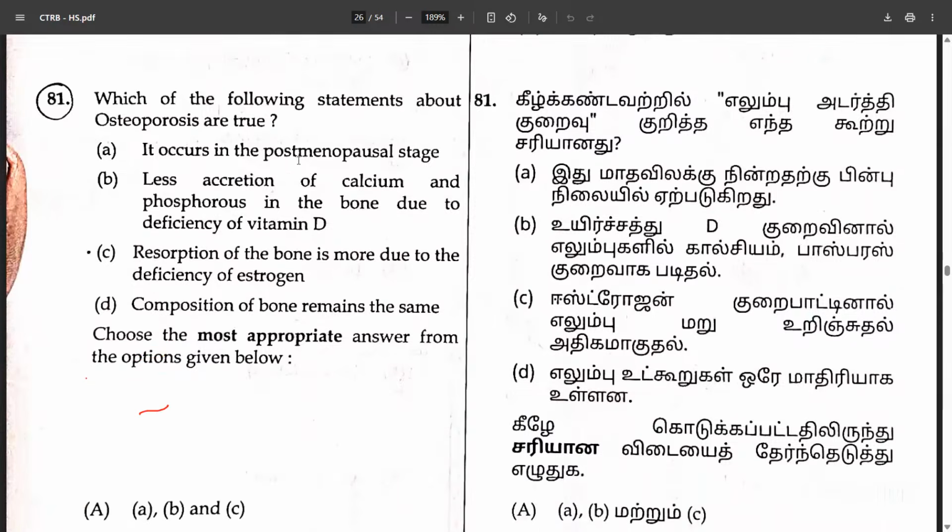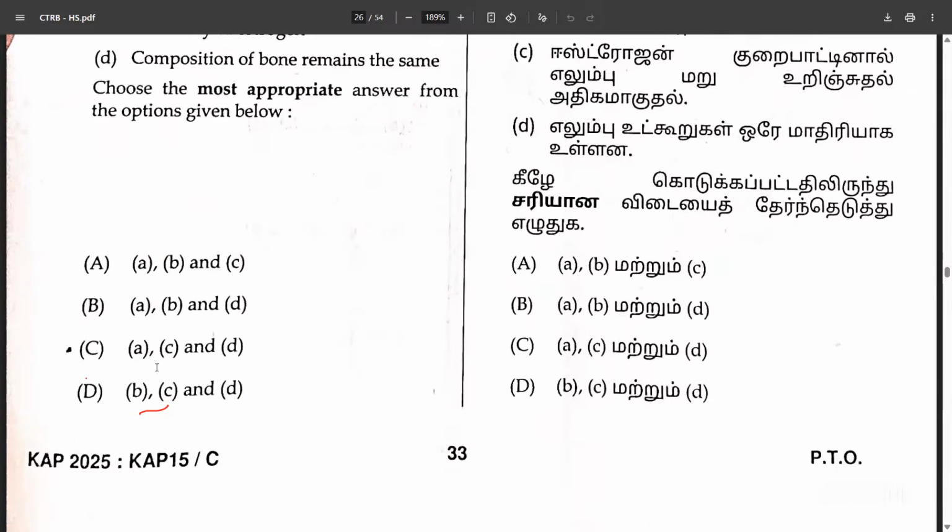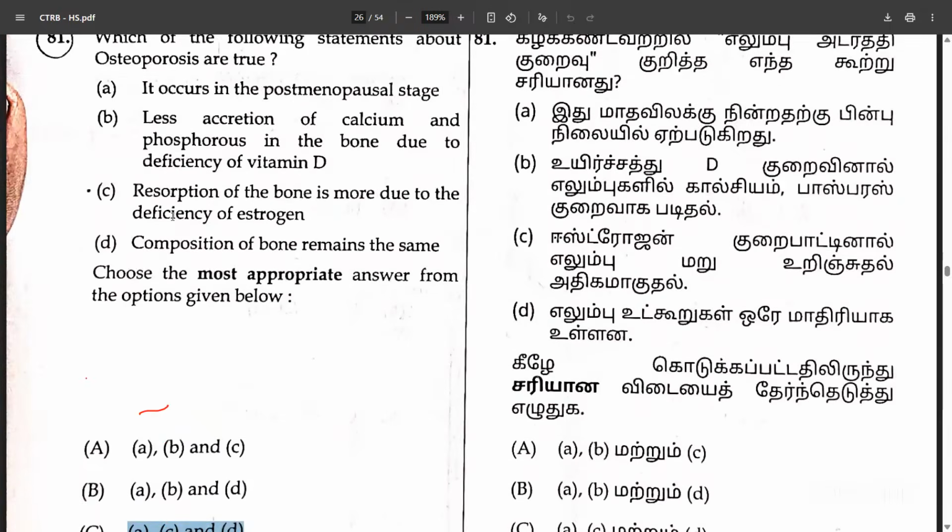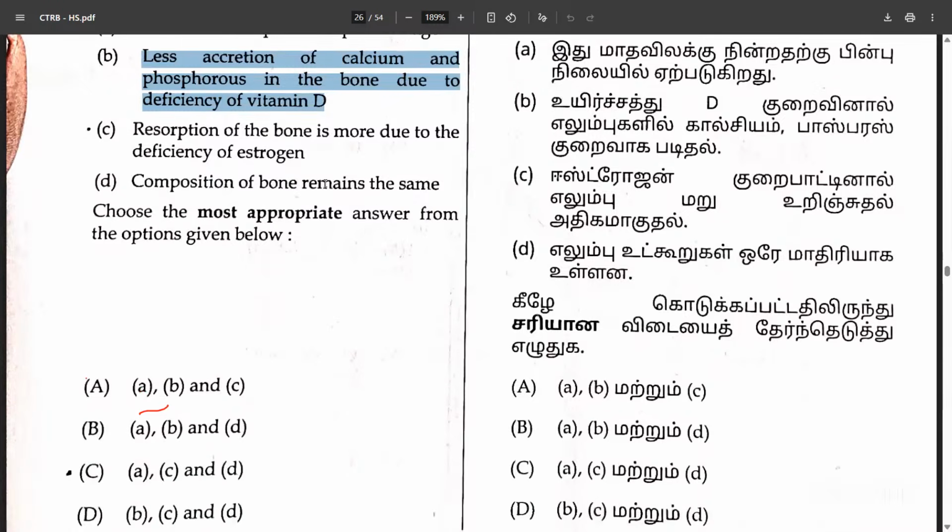Next is, which of the following statements about osteoporosis is true? The statements are: it occurs in the post-menopausal stage; less absorption of calcium and phosphorus in the bone due to deficiency of vitamin D; reabsorption of bone is more due to the deficiency of estrogen; composition of bone remains the same. So here you'll simply eliminate the D option. This is less absorption of calcium and phosphorus in the bone due to decrease of vitamin D. You'll eliminate this and you'll get your right answer. That is ACD. C will be the correct answer for this question.